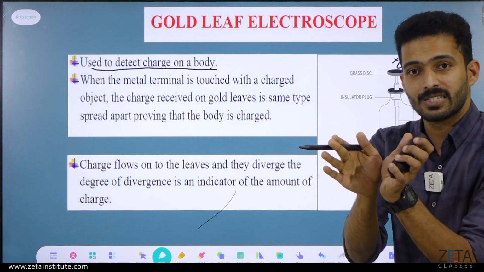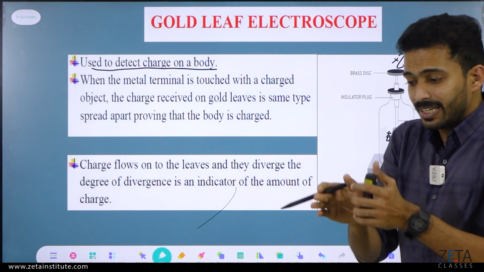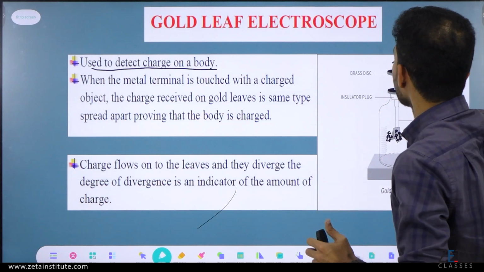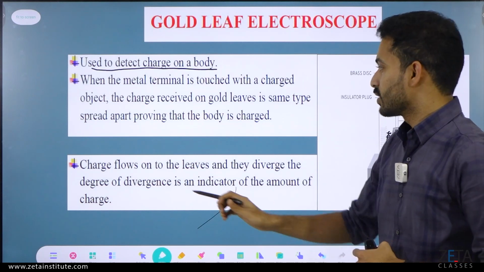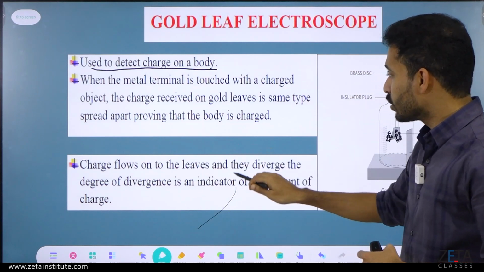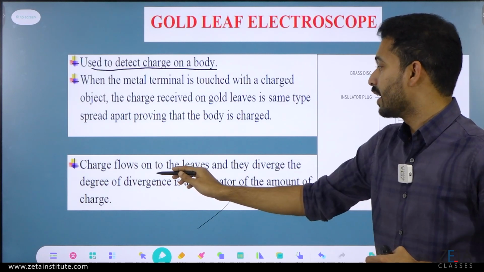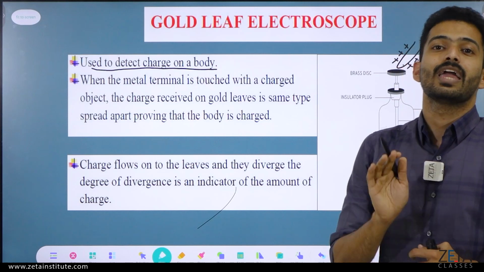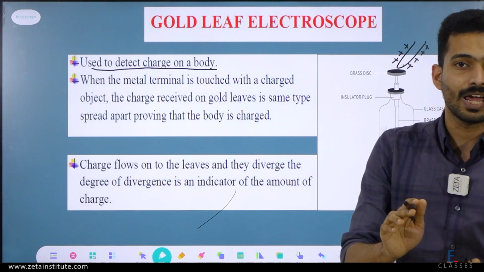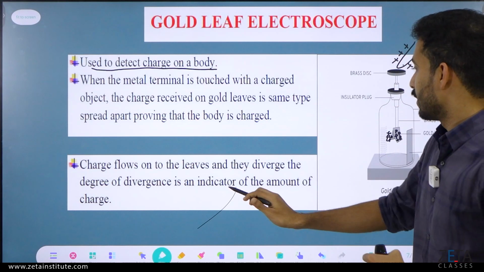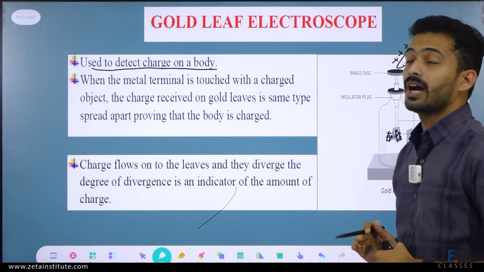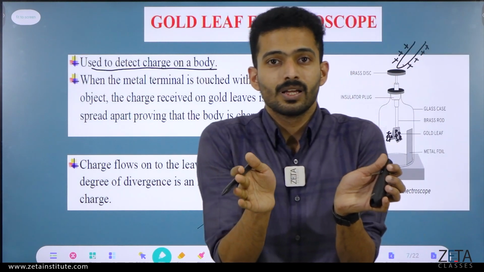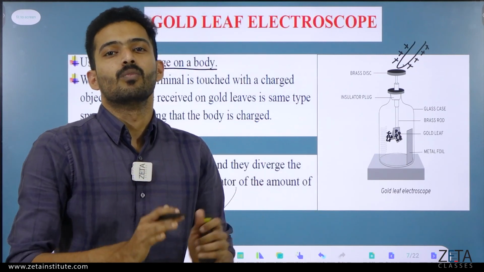So they spread apart means they diverge. When the divergence is more, the charge is stronger. That means charge flows onto the leaves and they diverge. The degree of divergence is an indicator of the amount of charge. When the divergence is more, the amount of charge is more.